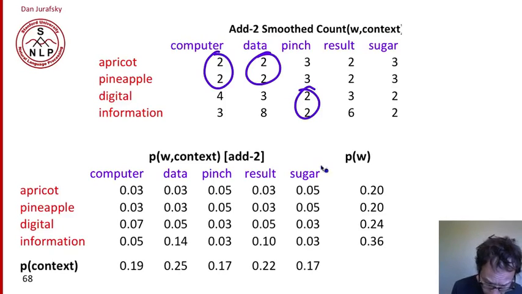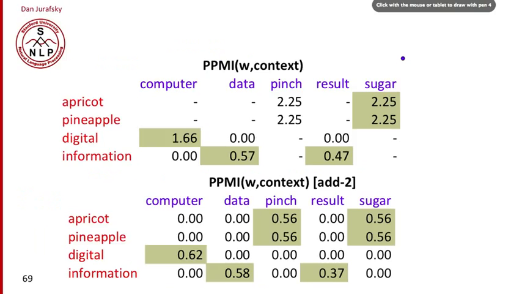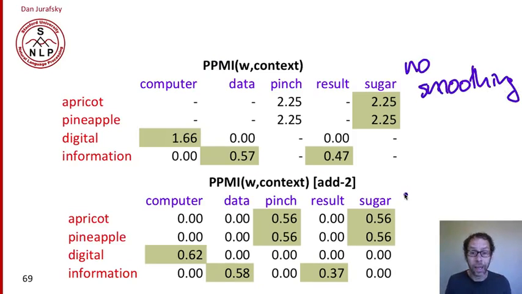And I recomputed our probability table, again with our marginals for the context and the word. And now what I've shown you here is our positive PMI tables. Here's our original table with no smoothing, and here we are with add-2 smoothing. What you'll notice is that in the original table, without smoothing, the link between apricot and pineapple and sugar is very high. We get a very high PMI, despite the fact, I don't know if you remember, that the counts were just 1. Whereas for data, for which we had a lot more evidence, counts of 6 and 4, the link between information and data or information and result had much lower PMI values.